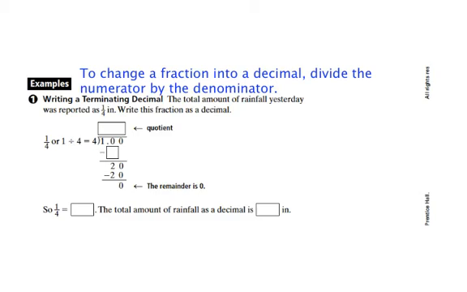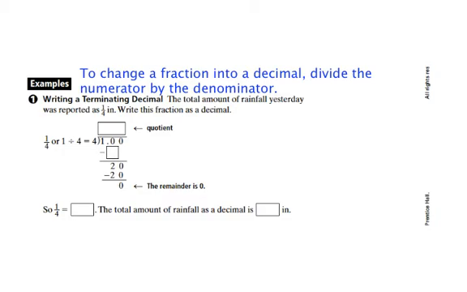Now we're going to practice changing some fractions into decimals. To change a fraction into a decimal, divide the numerator by the denominator. For our first example, the total amount of rainfall yesterday was reported as 1/4 inch. Write this fraction as a decimal.